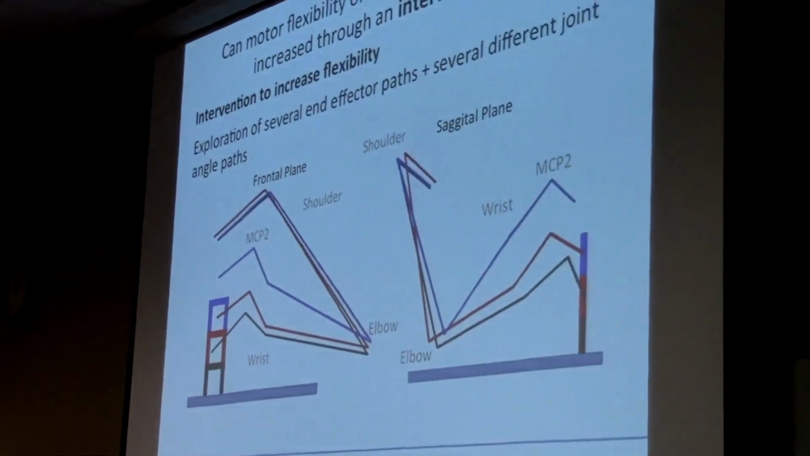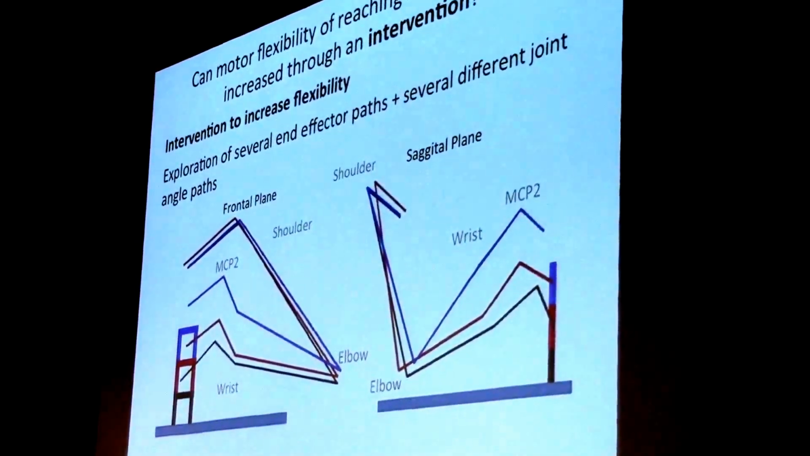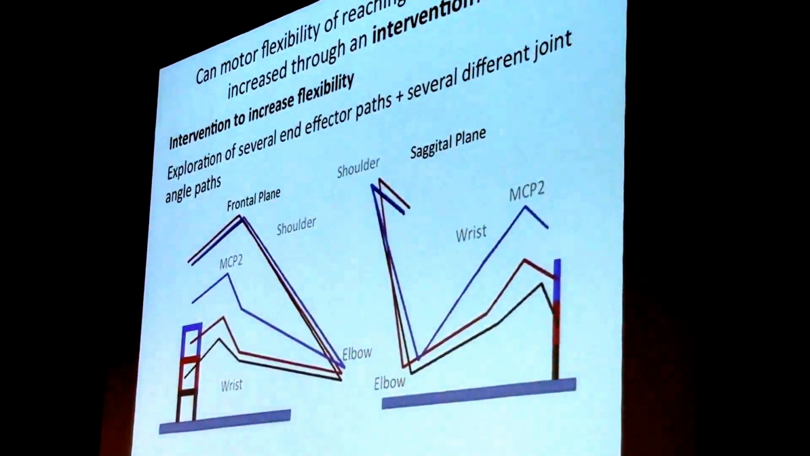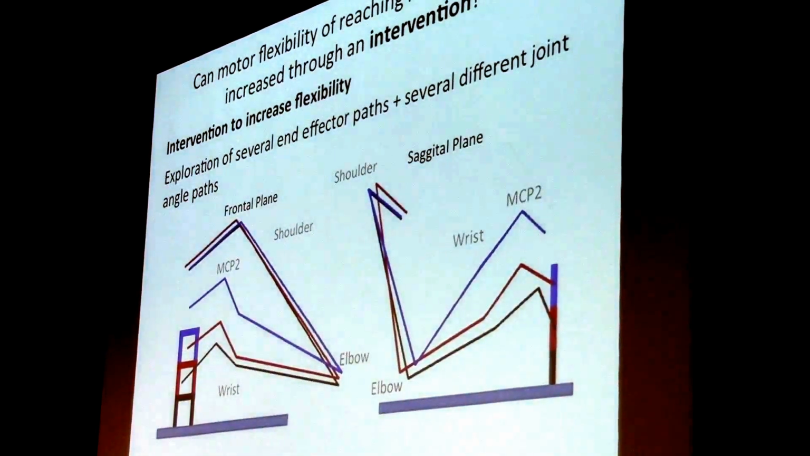And what we thought was an idea for how you can increase motor flexibility is to make people exploit different joint angle configurations during training. So this is the left picture. You can see a person from the frontal plane, and this is the shoulder and the elbow and the wrist and the finger. And you can see that there are different joint angle configurations when the obstacle gets higher. If you look at the black one, it's different from, for instance, the blue one.